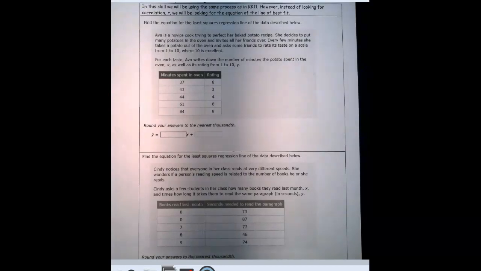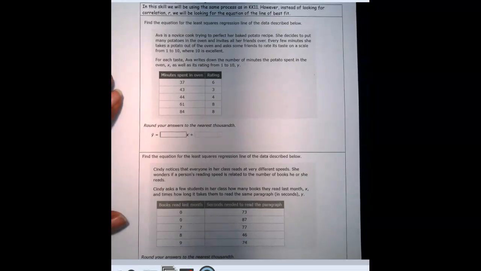Good day. In this particular lesson, we're going to look at finding the equation of a regression line. We kind of talked about that when we were talking about calculating the correlation coefficient, which was KK11 for this year. However, instead of looking for the correlation, which is represented by R, we're looking for the equation of the line of best fit. So if you remember when I showed you the chart that had the lines and the data, that was a scatter plot, we're looking for the equation of that line that goes between the dots.